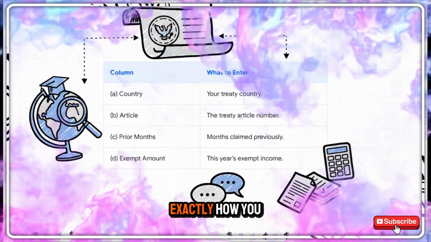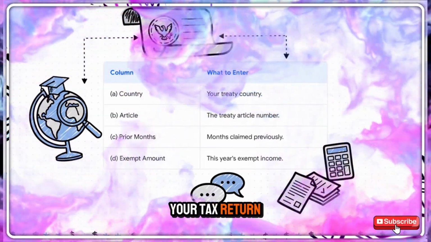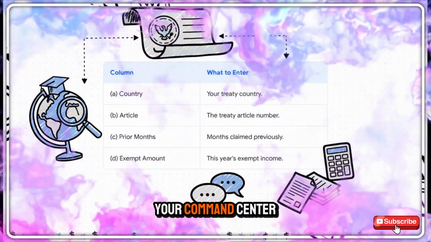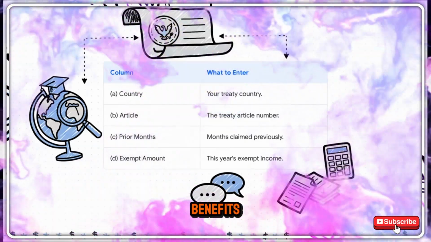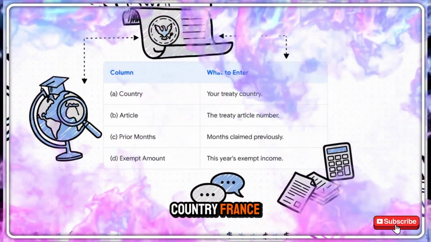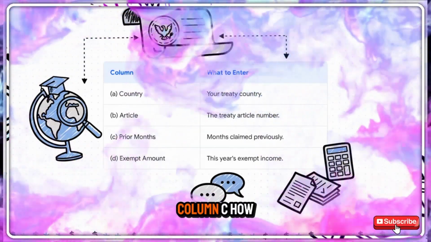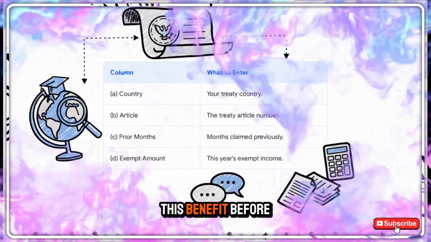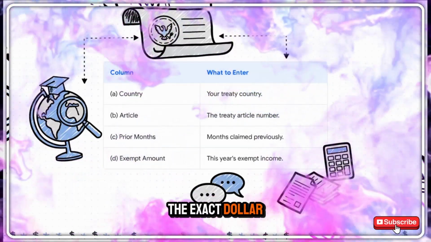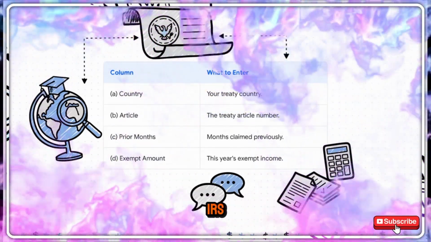And this is exactly how you report it. This is the blueprint, straight from your tax return. It's item L on Schedule OI, and it's basically your command center for claiming treaty benefits. You just fill in the blanks. Column A, your country, France. Column B, the specific treaty article number. Column C, how long you've used this benefit before. And finally, column D, the exact dollar amount you're claiming is exempt this year. It's a crystal clear statement to the IRS.